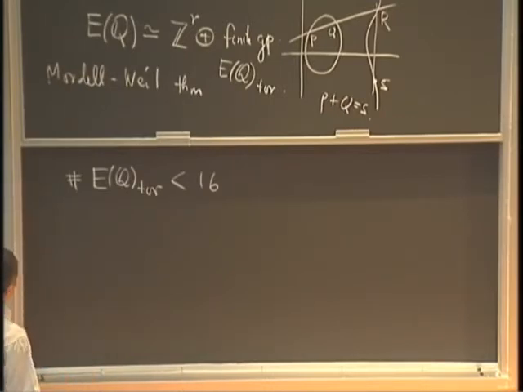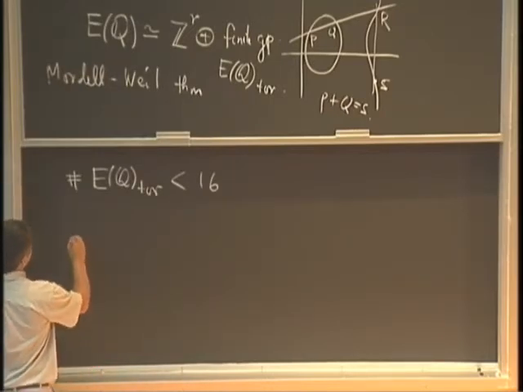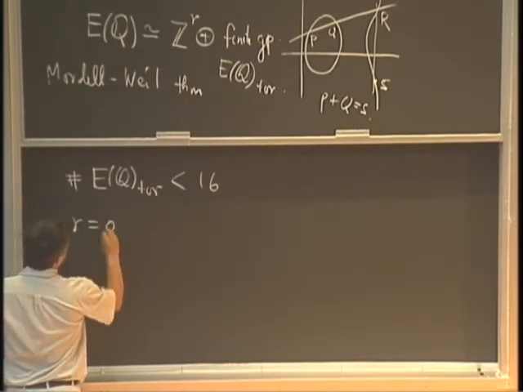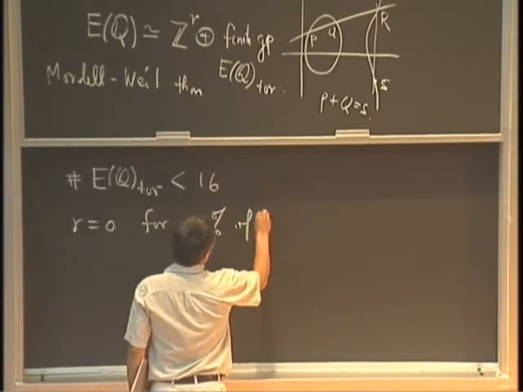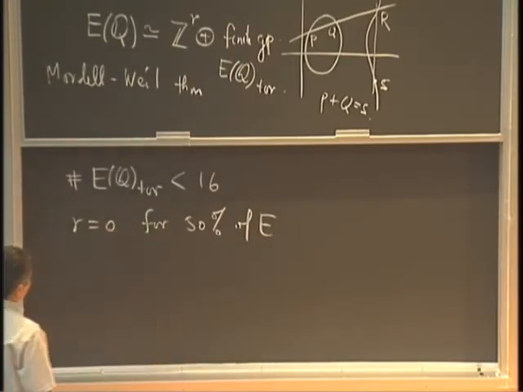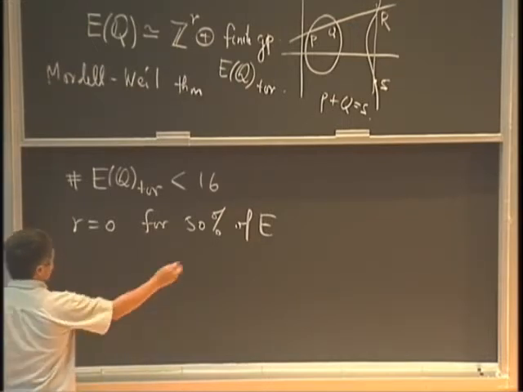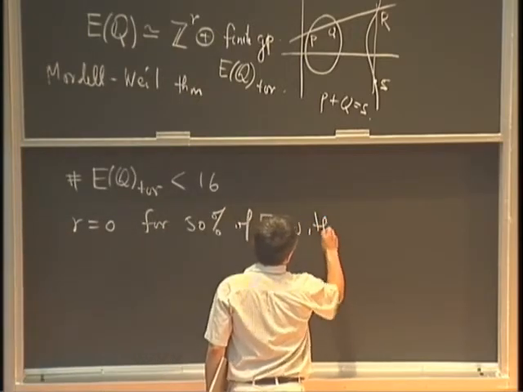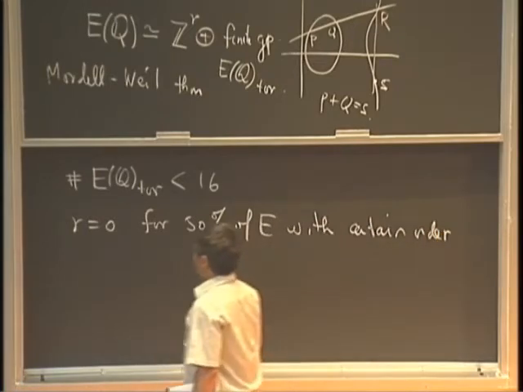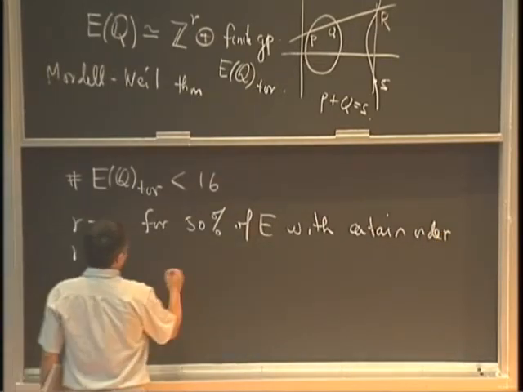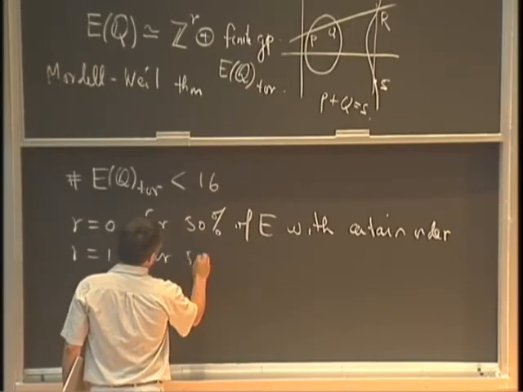the conjecture that R equals 0 for 50% of elliptic curves. But you have to order them in some way. The original conjecture orders by conductor, but you also can order by height, right? So with a certain order. And R equals 1 is for another 50%.